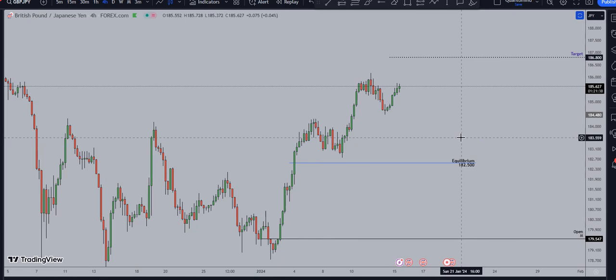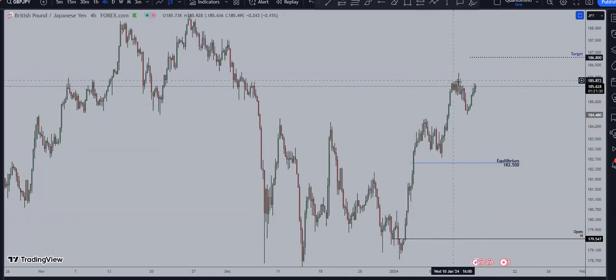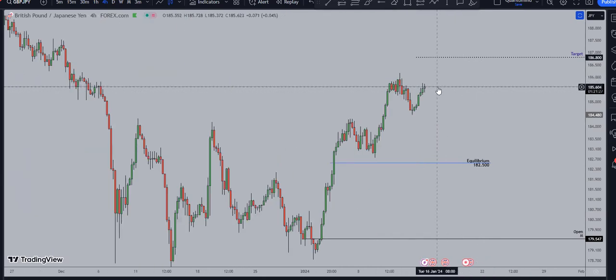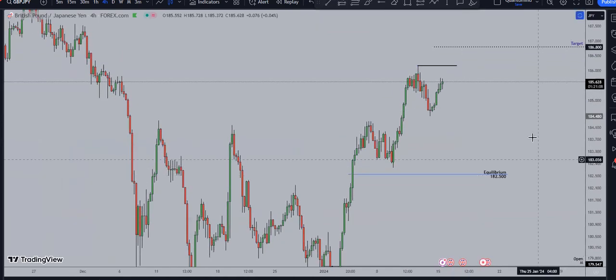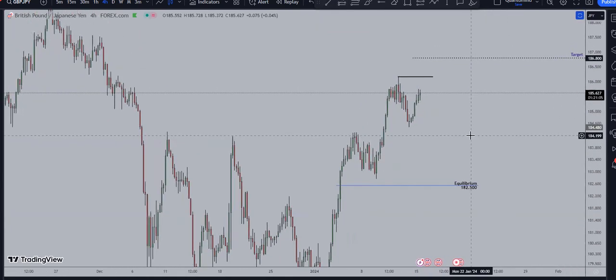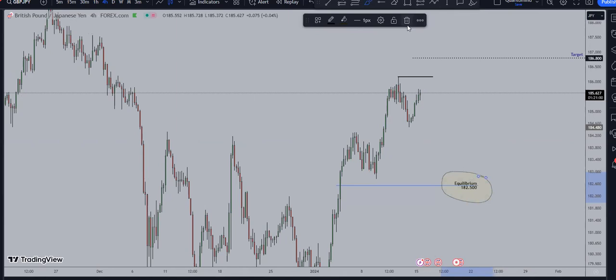And as we can see, on GBP Japanese yen, sellers have fulfilled supply at this price here at 186.050. Supply has been fulfilled, giving us a strong resistance point here. However, the buyers are demanding a lower price, which is the equilibrium price, 182,500.